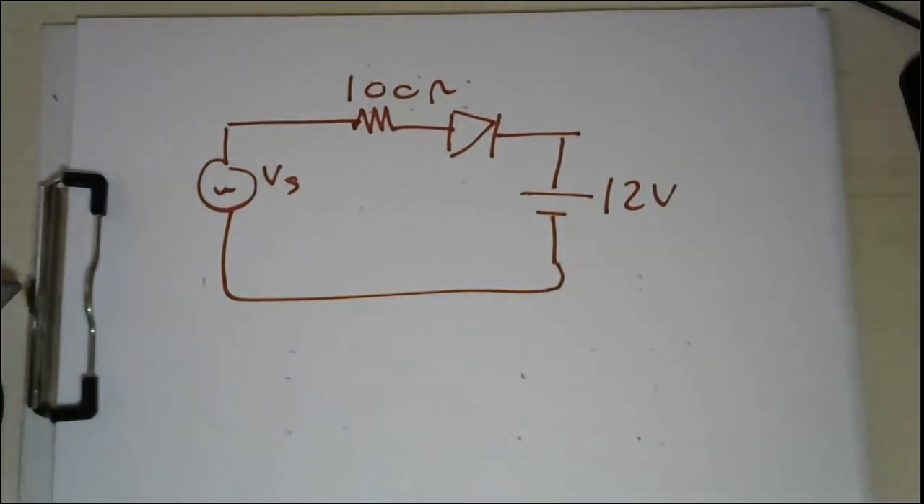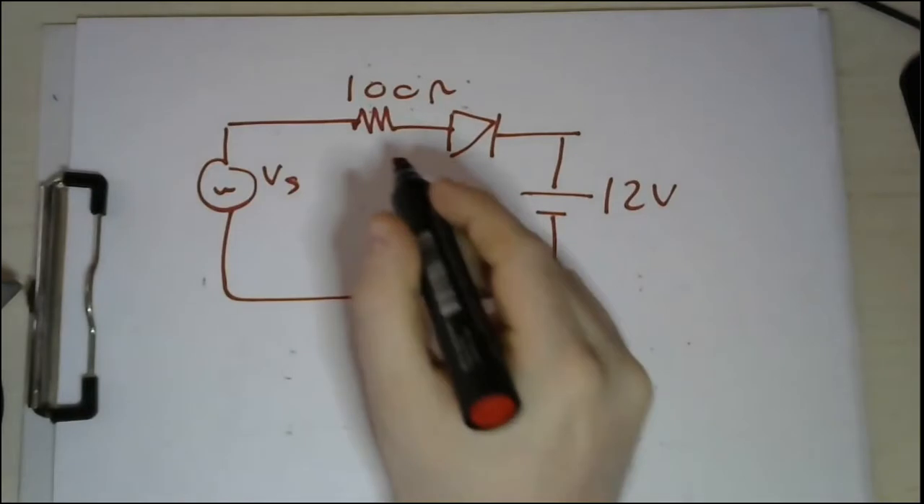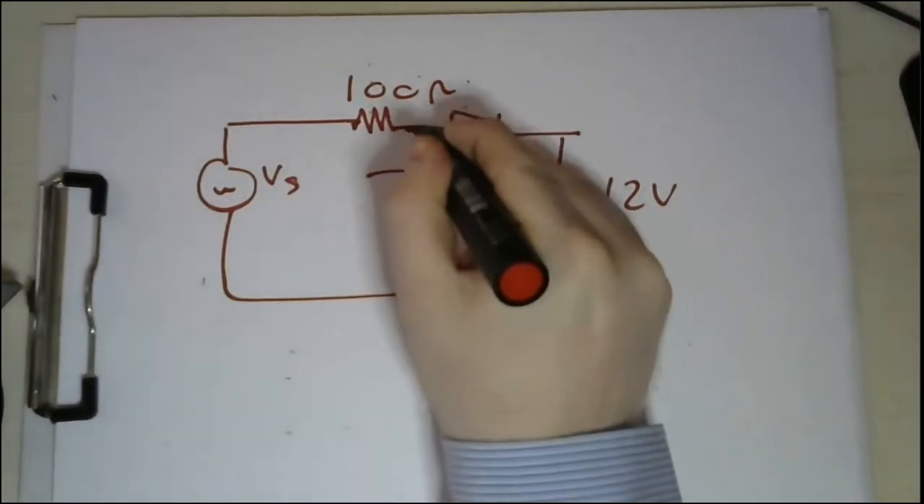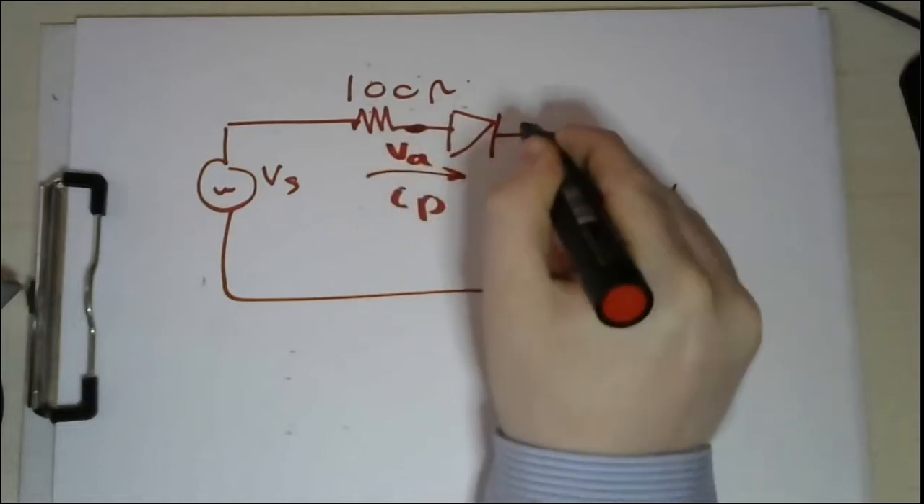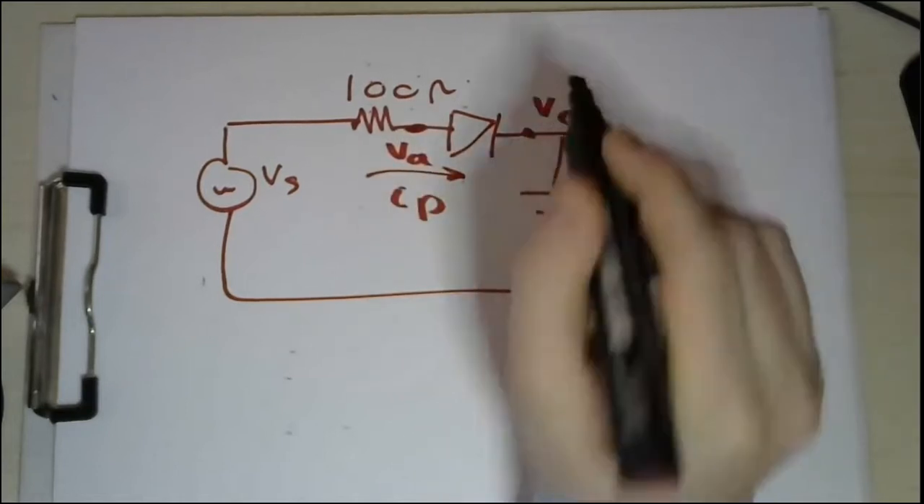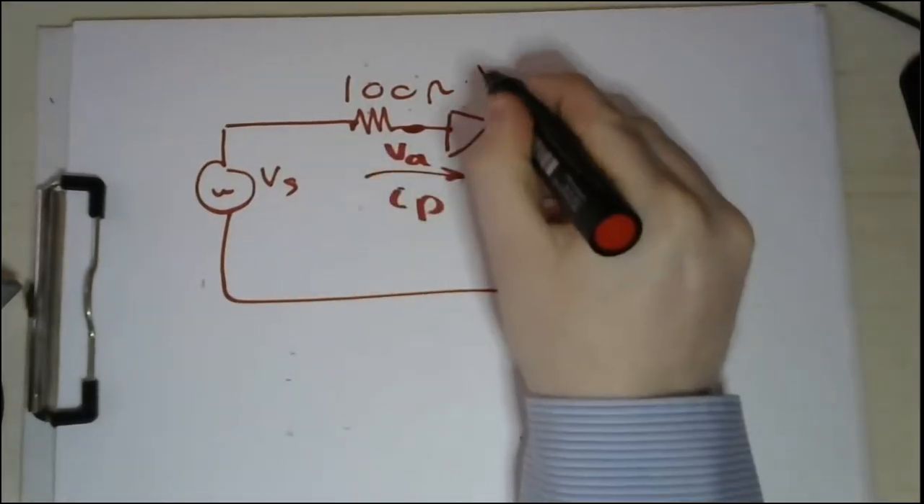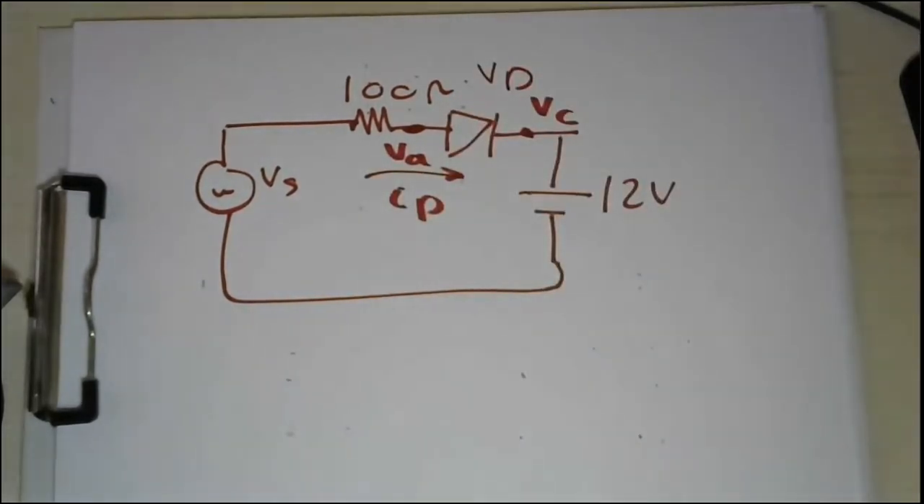Now, what we are going to do is analyze this circuit. You know that the condition for this diode to operate is to have the current in this direction. I mean to have this voltage, which is the anode voltage, greater than this voltage, which is the cathode voltage. Let's call the voltage drop across the diode VD. And now we can solve this as a KVL problem.